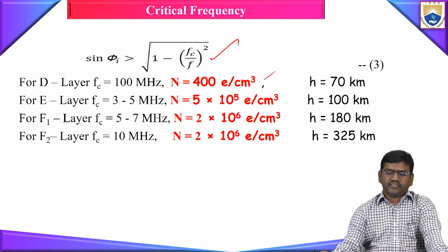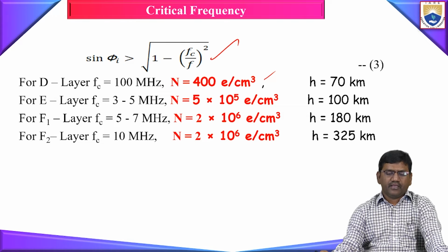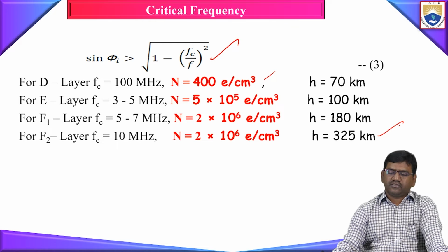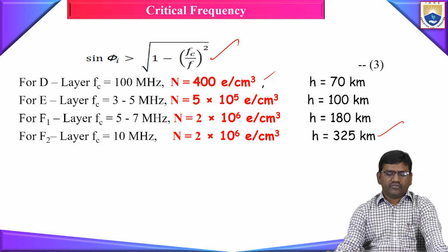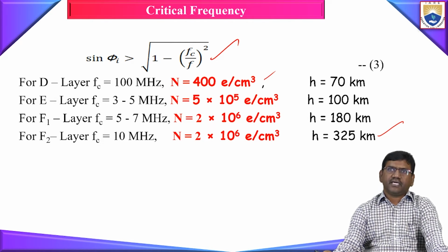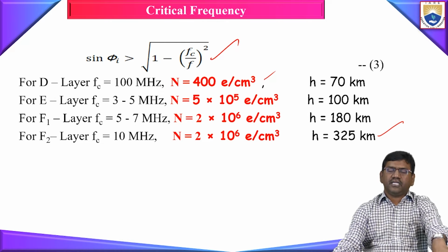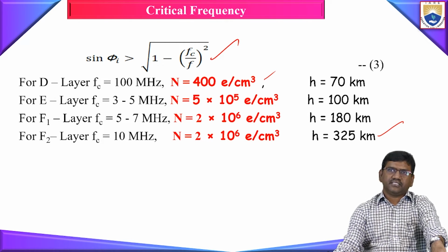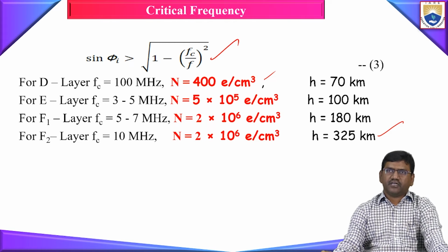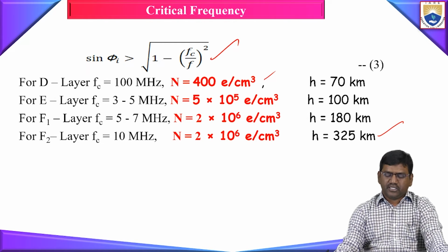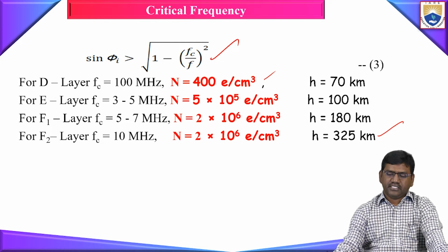For the E layer, fc is equal to 3 to 5 megahertz, N is equal to 5 into 10 power 5 electrons per centimeter cubed, and h is equal to 100 kilometers. For the F1 layer, fc is equal to 5 to 7 megahertz, N is equal to 2 into 10 power 6 electrons per centimeter cubed at a height of 180 kilometers. For the F2 layer, at a height of 325 kilometers from the surface of the earth, the critical frequency is 10 megahertz, and the ionization density is 2 into 10 power 6 electrons per centimeter cubed.